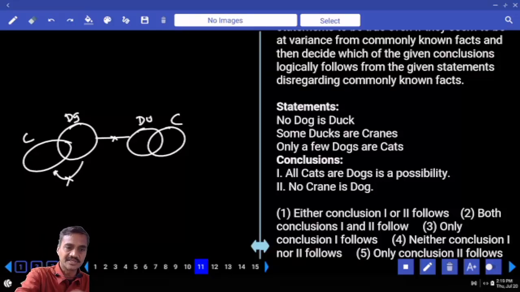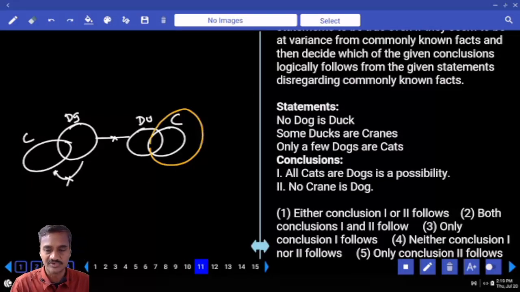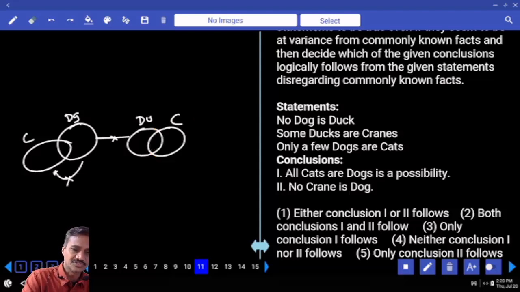Now this entire cat is a part of this dog. Is it possible or not? In order to make this one possible, dog must be like this. Can you draw like this? Now if you write like this, all cats are dog. No dog is duck. Some ducks are crane. No, sorry, this is crane. Okay? Now this is crane and this is cat. Then here, all cats are dogs is a part. This entire cat is a part of dog or not?